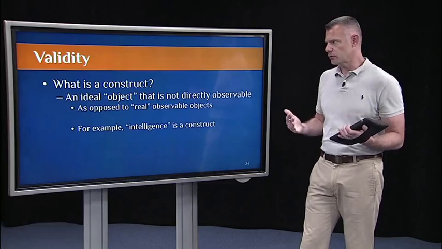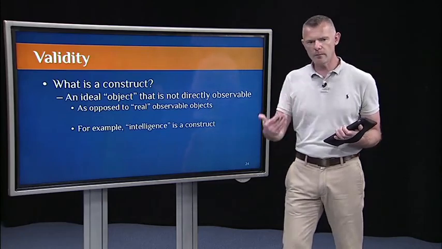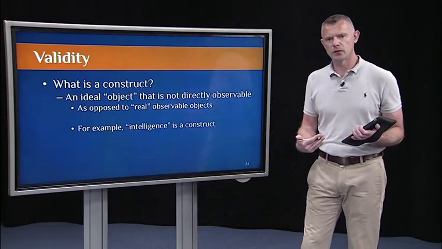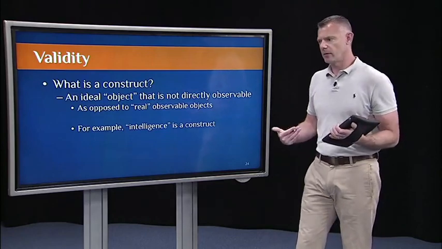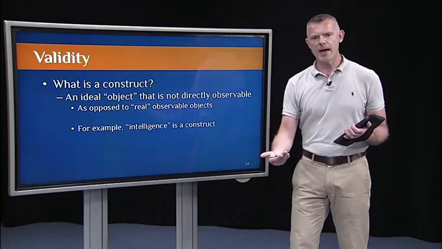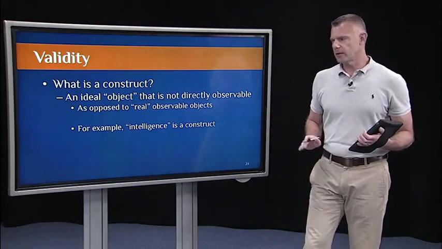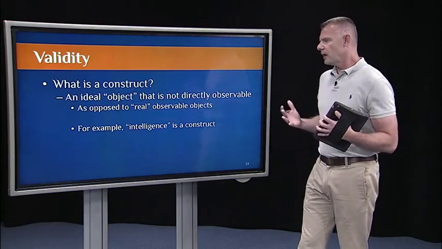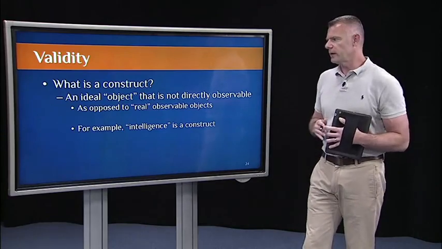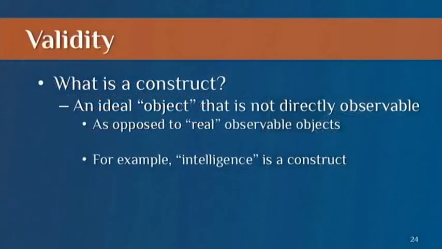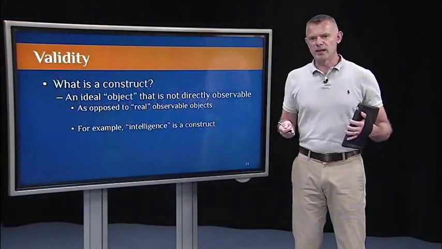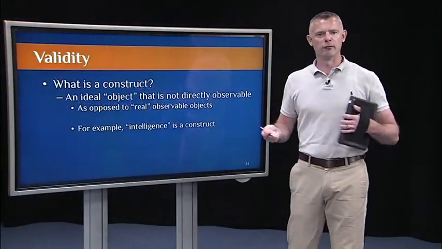So what is a construct? Again, I'm coming at statistics from the social sciences rather than, say, from mathematics, where they would worry less about issues like this. A construct, simple way to define it, is an ideal object that's not directly observable, as opposed to real objects. So remember back when I talked about variables and constants, it's like comparing apples and gravity.